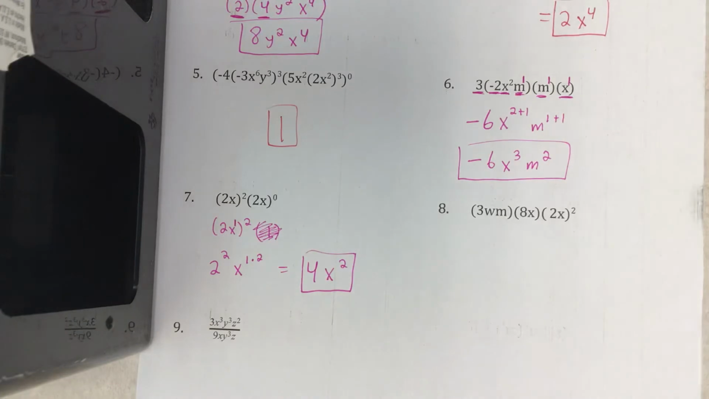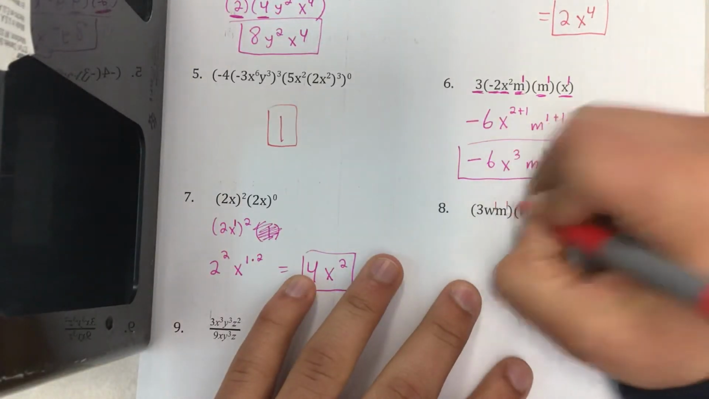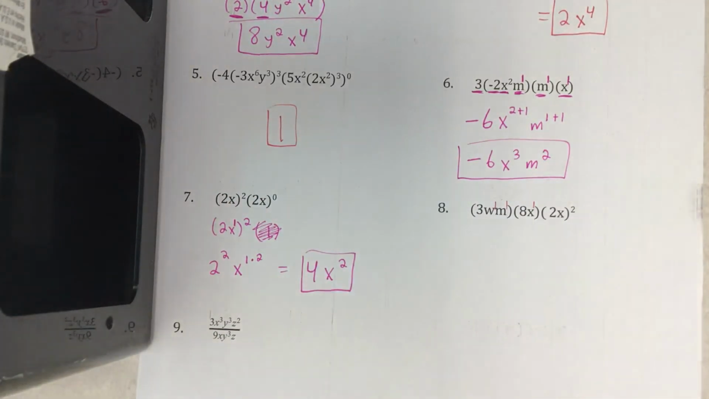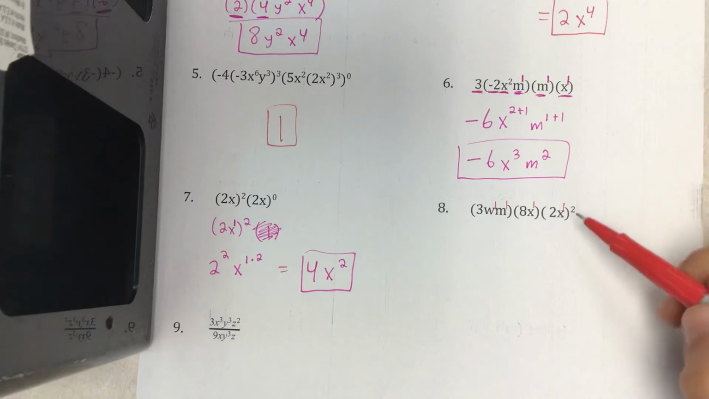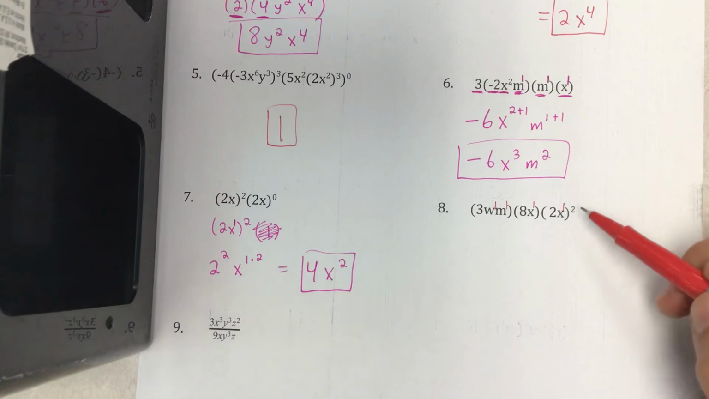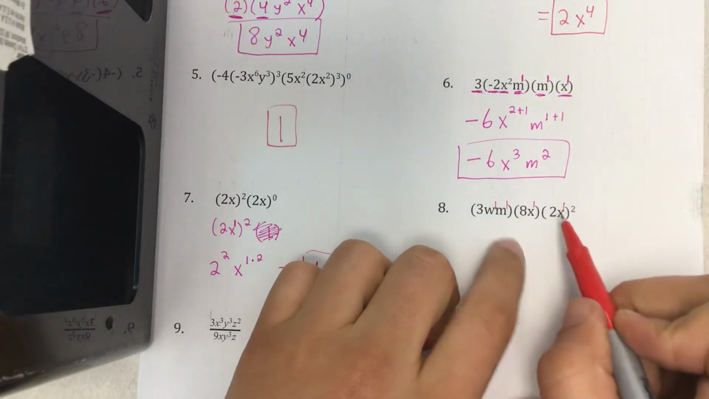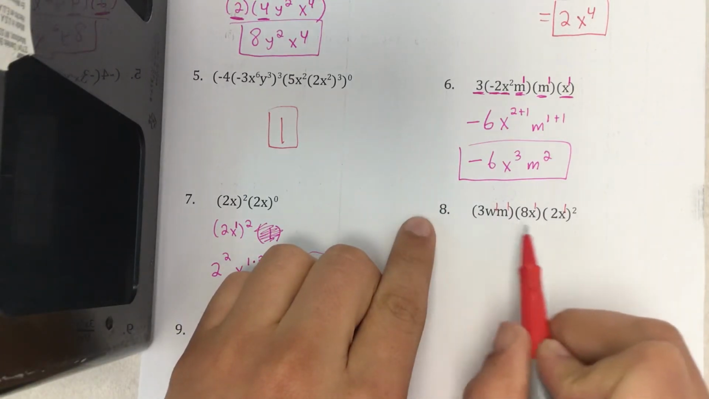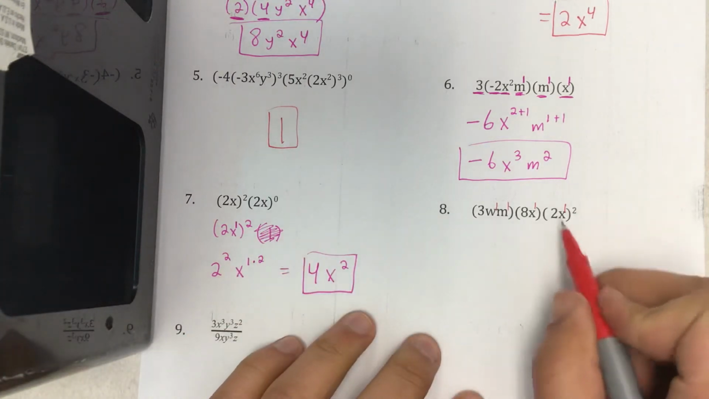Number 8. So number 8, this one's a little weird. I have 3wm times 8x times 2x squared, okay? So again, first of all, let's put our 1s right there. 3 spots, okay? Ooh, 4 spots. Almost missed that one. Now, hopefully y'all notice, I have a 2 outside of the parentheses. So that tells me I'm gonna have a power to power rule, but this only applies to this 2x. These 2 parentheses in the front do not apply to this power to power rule, okay?